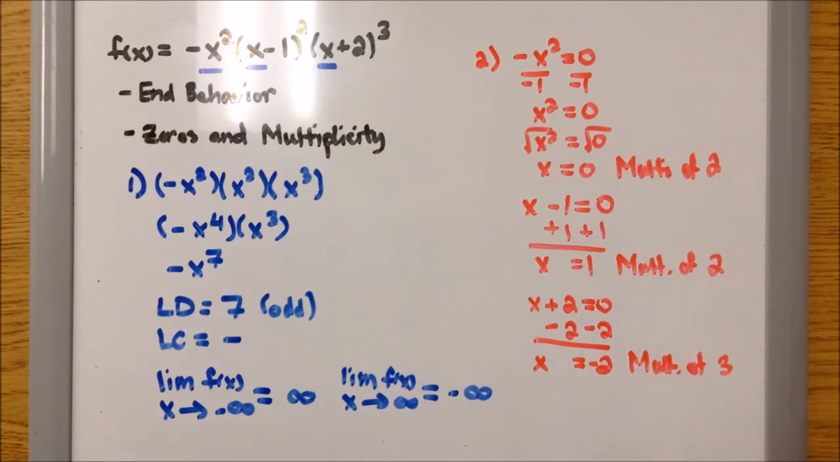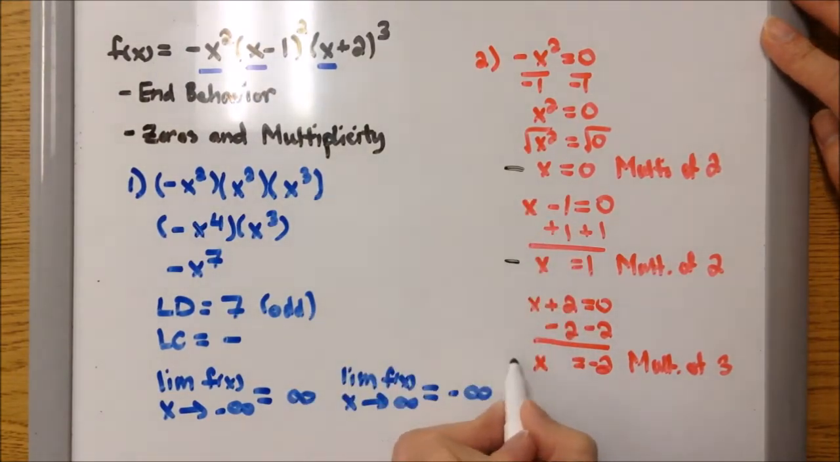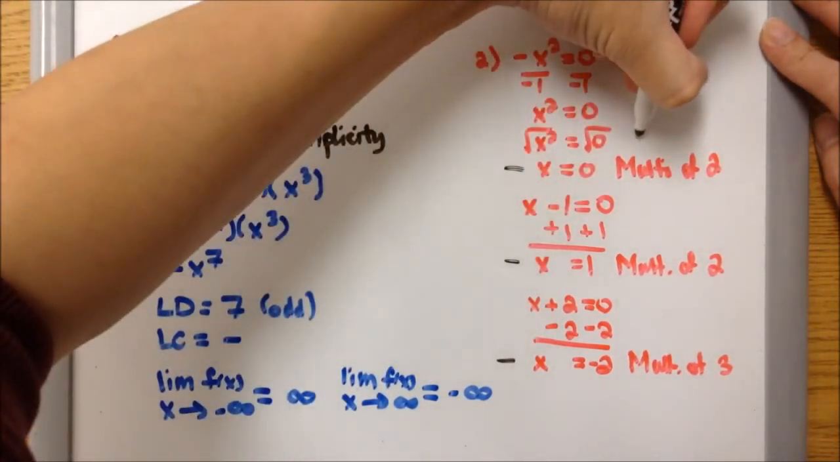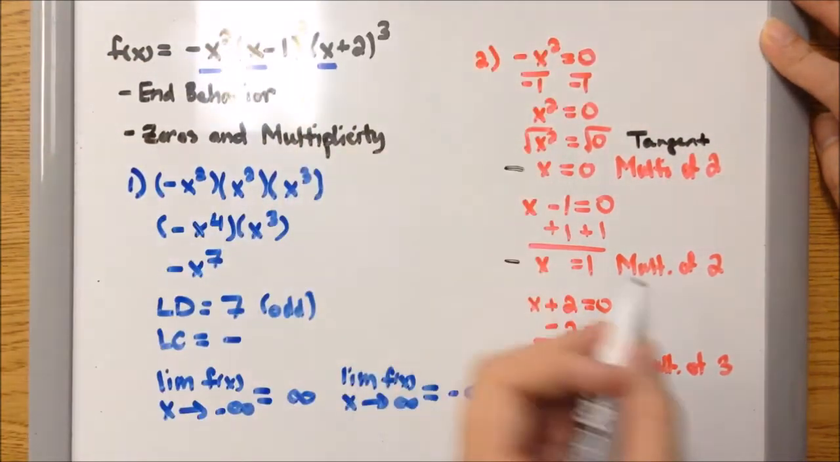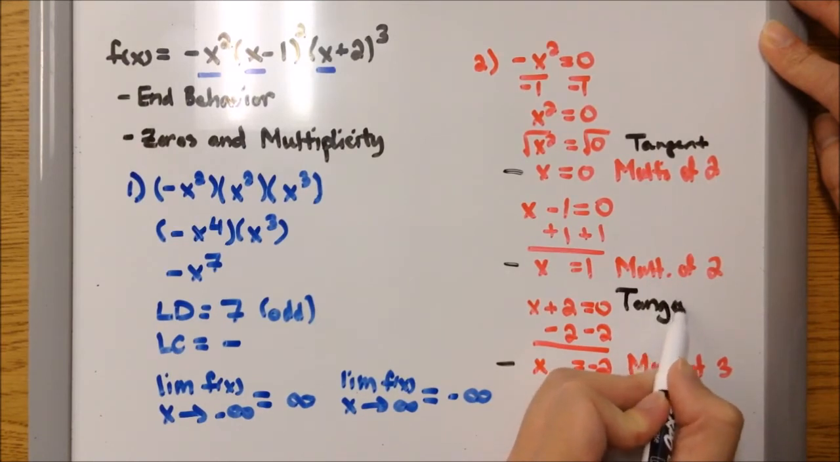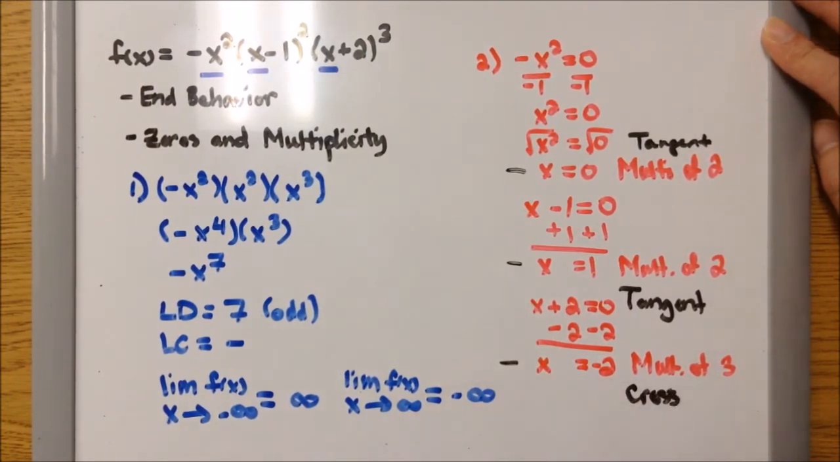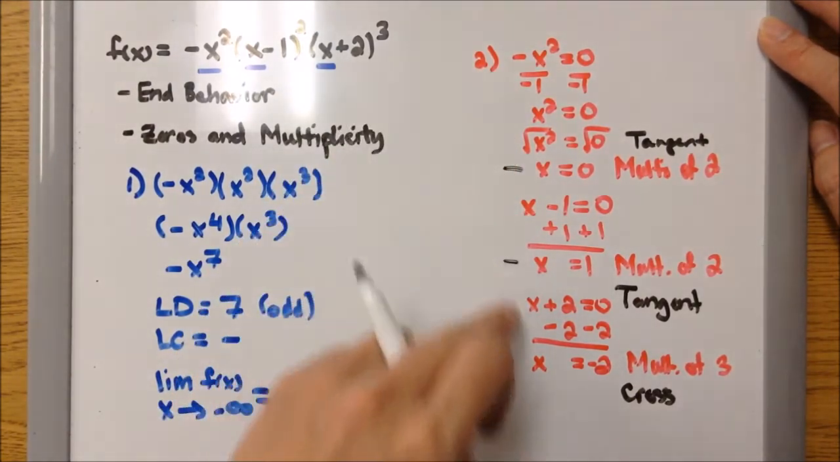Now let's clarify on these zeros. So first one, second one, third one. So even multiplicity, so it's going to be tangent here. The other one will also be tangent. Over here, it's going to cross the x-axis. Alright, so our left side, our right side, our zeros with their multiplicity.